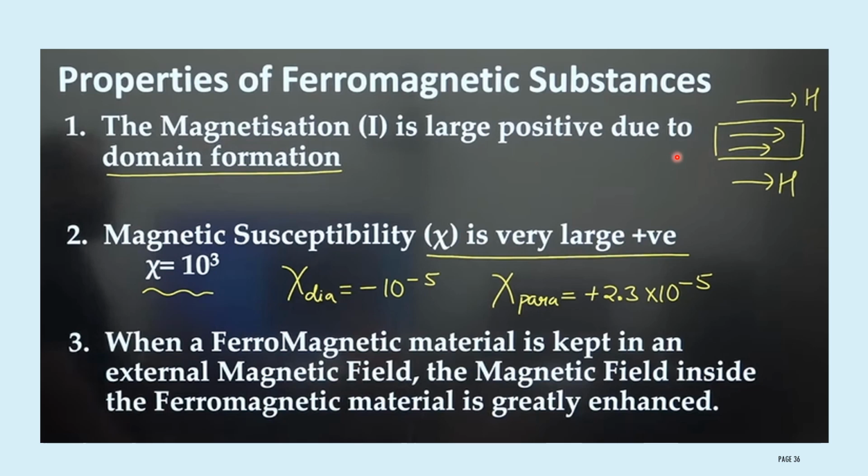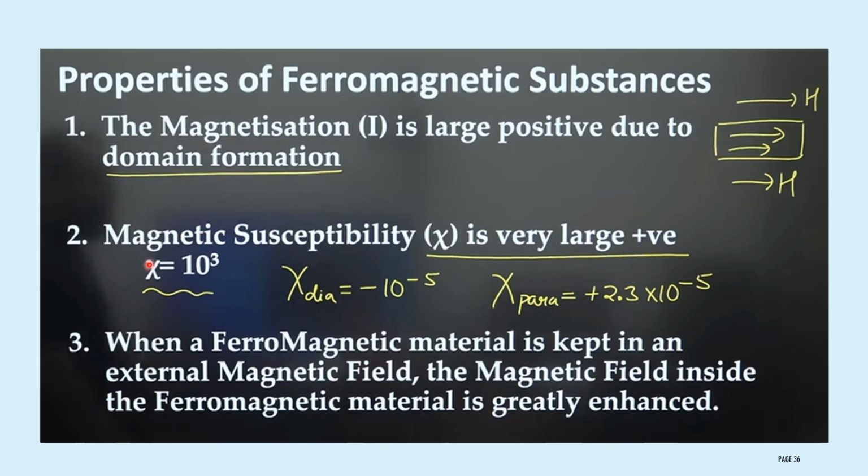When you apply an external magnetic field to a ferromagnetic substance, you can observe domain formation. In domain formation, you can observe a change in size of the domain and domain orientation. Because of this, the material will get more magnetized. Then magnetization will be large positive.